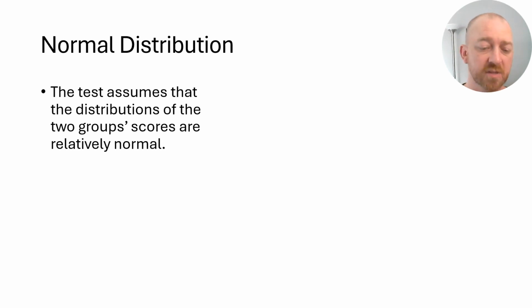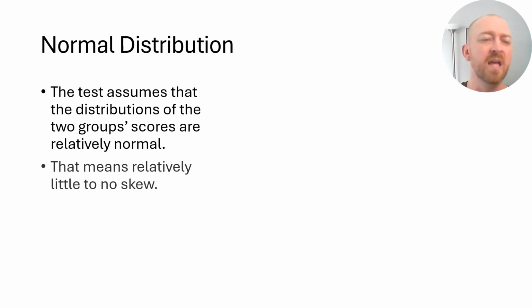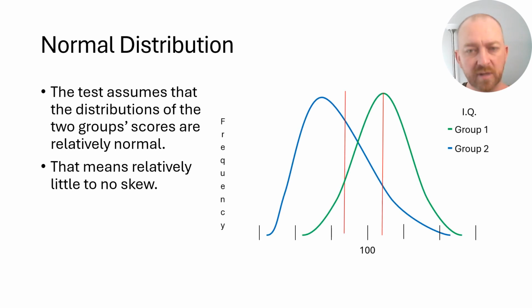The second assumption of the independent samples t-test is that both of the distributions of the samples are relatively bell-shaped or normal. What I'm essentially saying is that there should be very little skew or no skew at all to both of the distributions if you graph them in a histogram. Let's take a look at this and see why this is important.